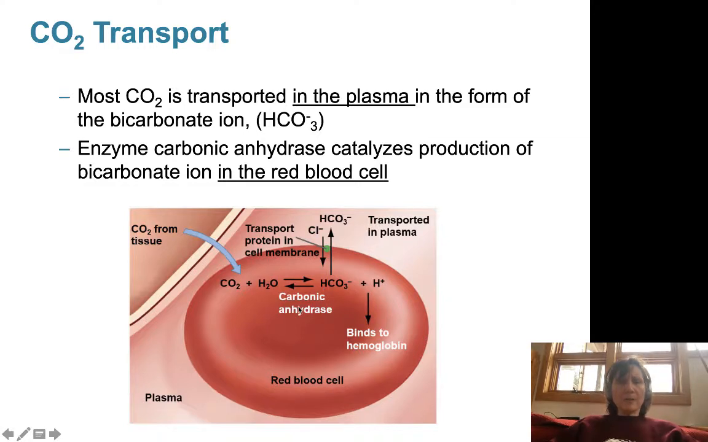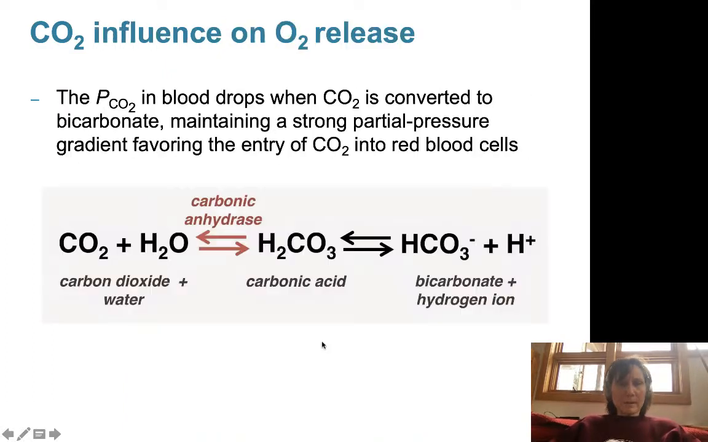An interesting phenomenon is happening as this chemical process takes place and bicarbonate ions are being produced. I can show you on the next slide. When the partial pressure of carbon dioxide in blood drops, remember, carbon dioxide is being transported into the cell. When it's in the cell, carbonic anhydrase ultimately creates bicarbonate ions. Those ions are going to get transported out of the cell.